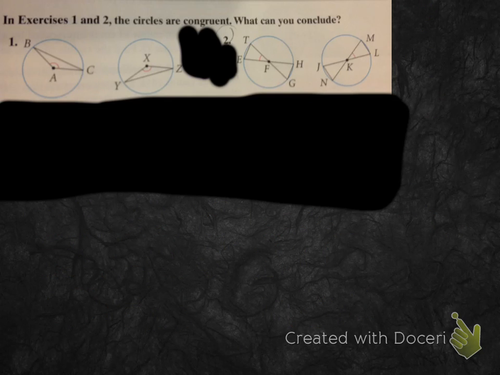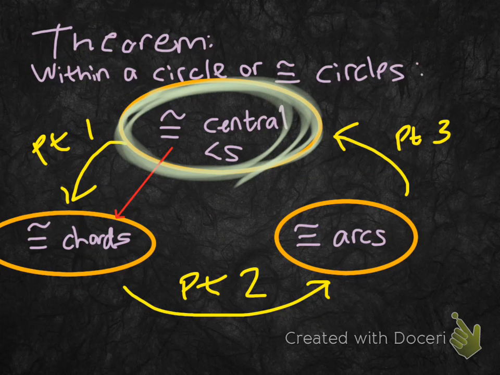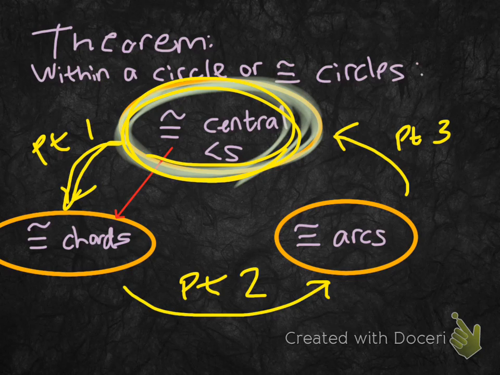But let's look at an example here. It says in exercises 1 and 2, the circles are congruent. What can you conclude? Well, let's look at this first example. The only thing we're really given here is that these two central angles are congruent, right? And when you know that the central angles are congruent, let's again go back here. Given central angles are congruent, which means we can then say, follow this path, just follow it around. You can then say that the chords are congruent.